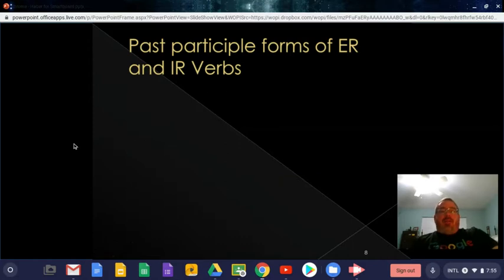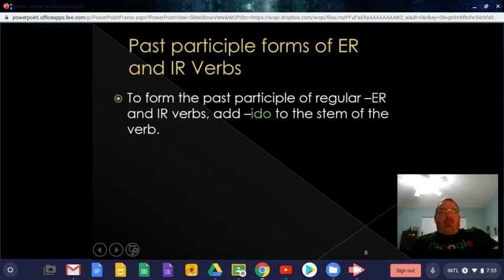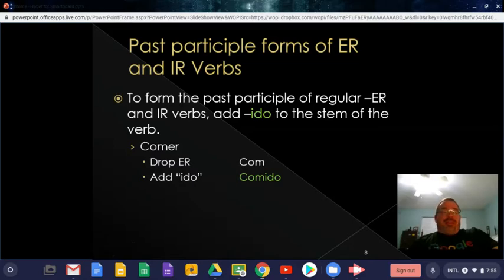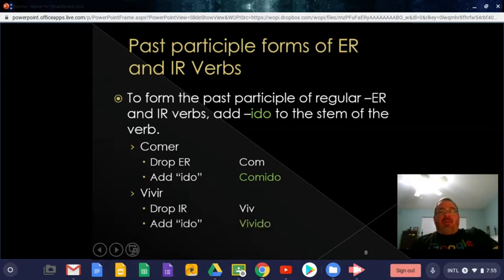What are you going to do with ER-IR verbs? Well, you're going to add ido to the ending. So drop the ER ending, and then add ido. So comido means eaten. Vivir, we're going to add ido. Vivido means lived.